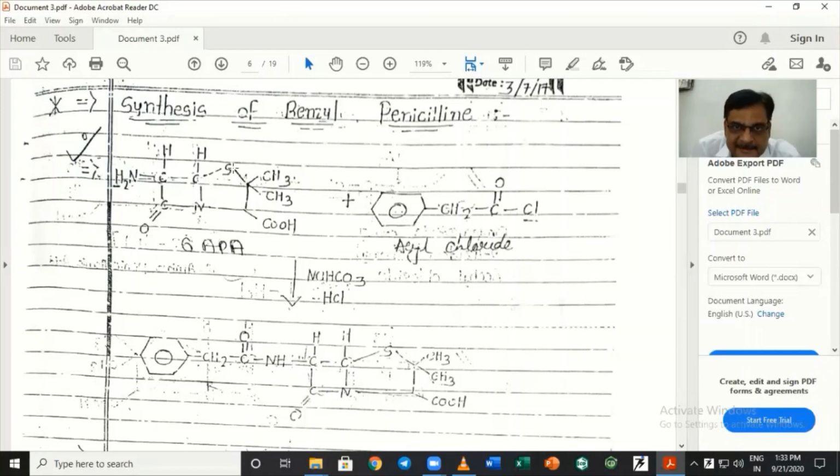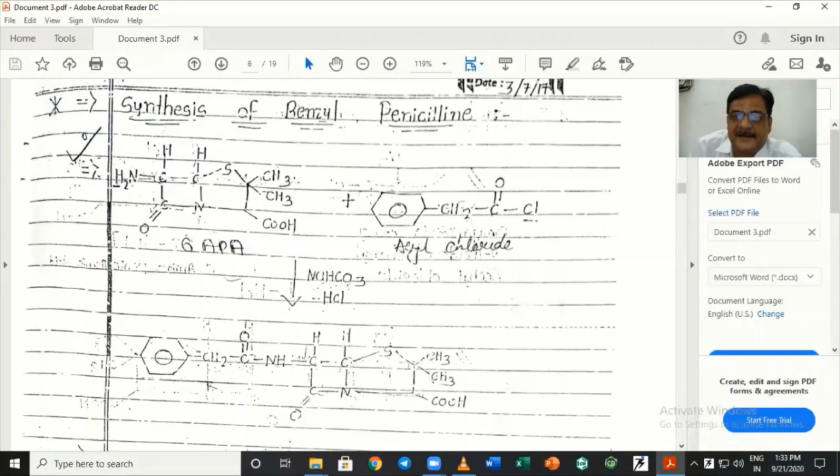This is a thiazolidine ring structure having a sulfur atom. On carbon atom number 2 there is a dimethyl group, and on carbon atom 3 there is a carboxylic acid group. The H is replaced by sodium or potassium salt. When we add the potassium salt, its activity is increased more than sodium. So this is the introduction of 6-amino penicillanic acid, the most important part of penicillin.